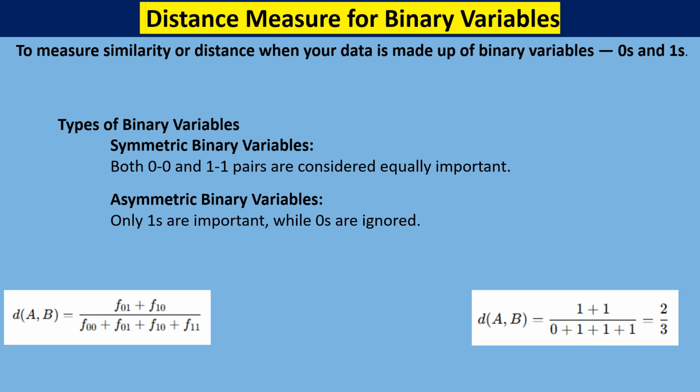Asymmetric binary variable: only ones are important while zeros are ignored. A good example would be a medical test, say for disease presence or purchase behavior, where a positive result 1 is more significant than a negative result 0. If a test result is negative 0, it does not add any value to the distance metric.